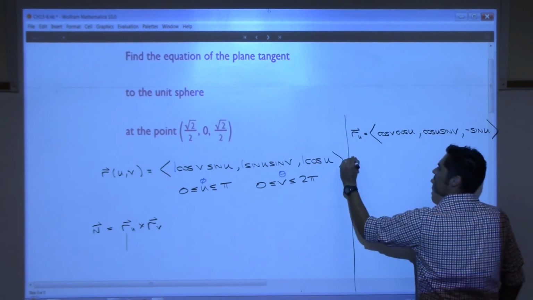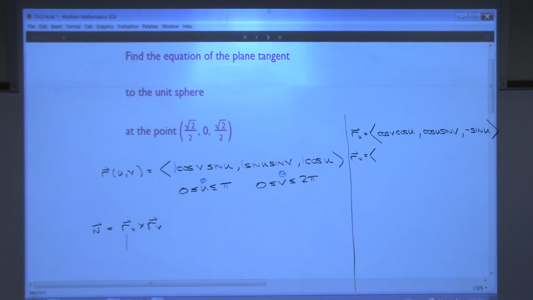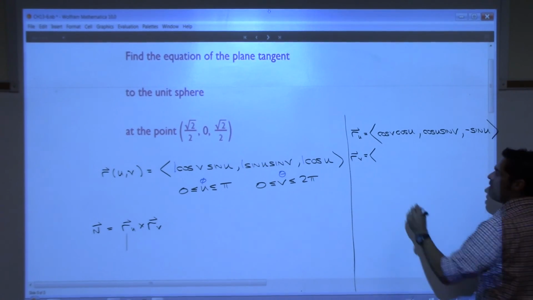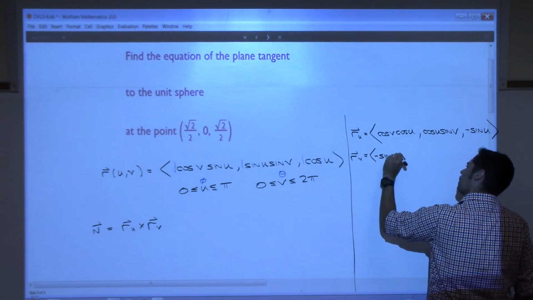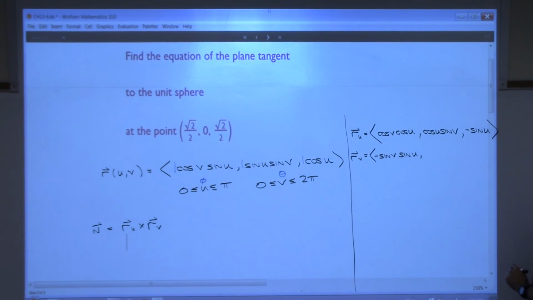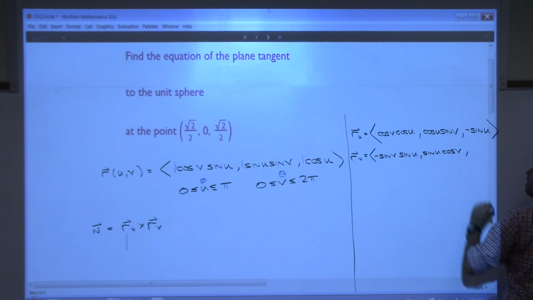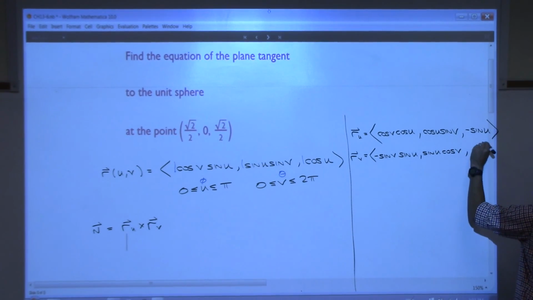How about the partial with respect to v? Negative sine v, sine u. Then sine u cosine v. And finally, 0, because I don't have a v in the last one. Understand what's happening? I'm just doing partials to each component function. Now cross them.